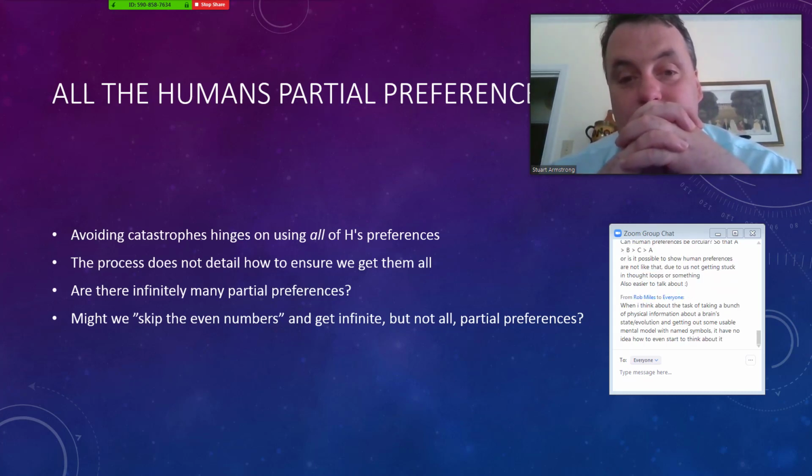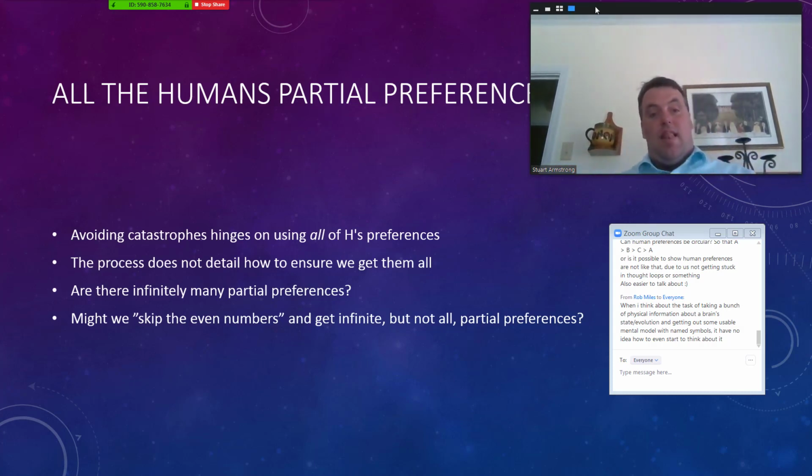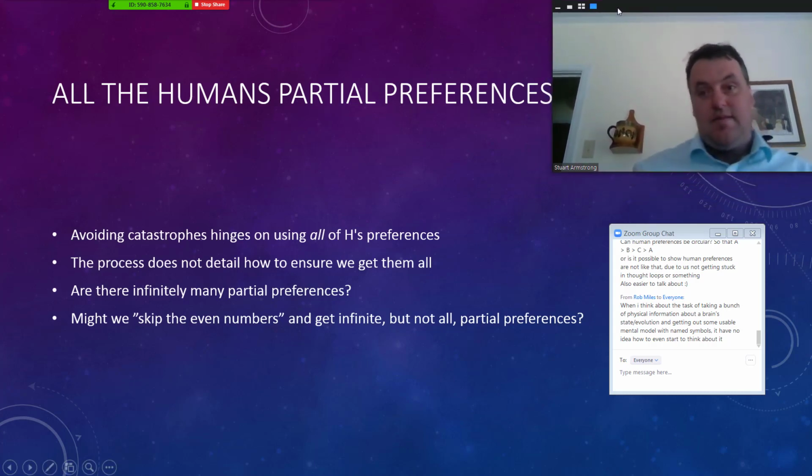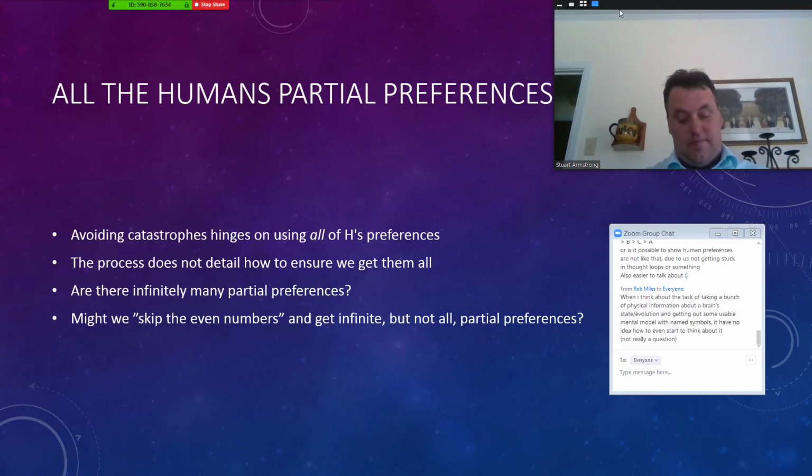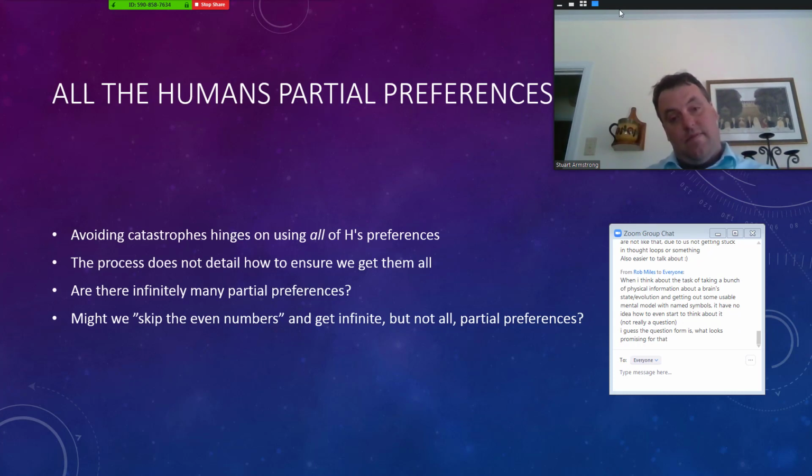Okay. I will take Rob's question in just a moment. It seems like a big part of the reason why we expect this to not have catastrophic consequences is that we are taking all the humans' partial preferences and leaving nothing in the model behind. And I think taking all the partial preferences seems like a tall order. There might be infinitely many of them, and even if we get infinitely many of them, we might still skip a part of them. Is this a correct interpretation?